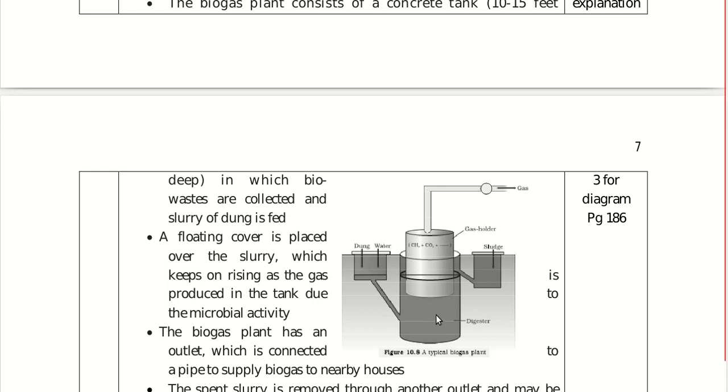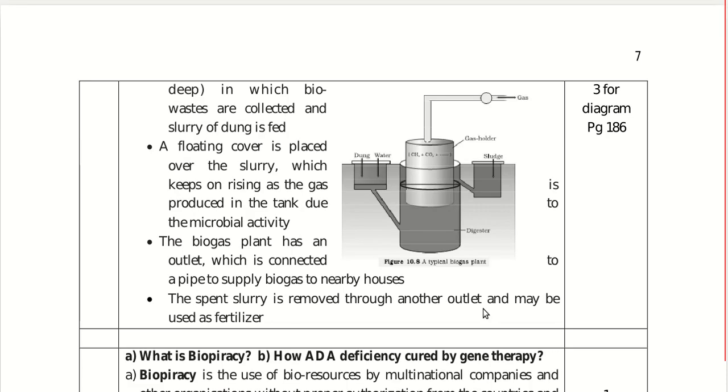There is a digester, and there is a formation of methane and carbon dioxide in the gas holder. The slurry is collected as sludge and it can be utilized as fertilizers. The gas that is obtained is collected and utilized as a source of energy. The biogas plant, biogas, and the dung water is fed through this. So these are all the components of a typical biogas plant.